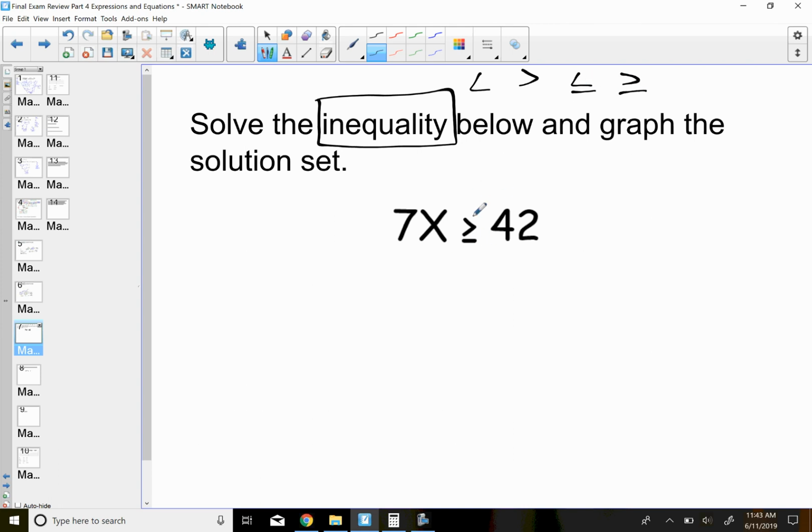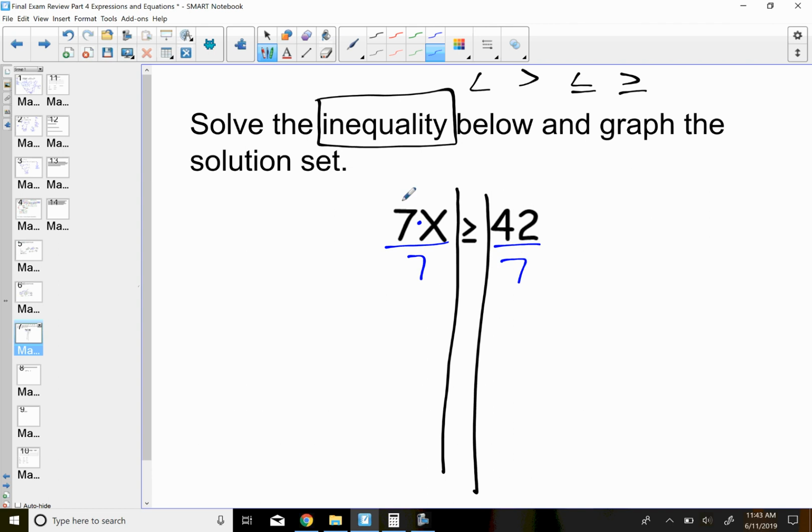So you can see that guy right here. I solve it just like I solve an equation. This is going to be my little goalpost. Instead of an equal sign, I'm carrying down a greater than or equal to symbol. When I don't see an operation between the 7 and the x, it's multiplication. So I undo that with division. So I'm going to divide both sides by 7.